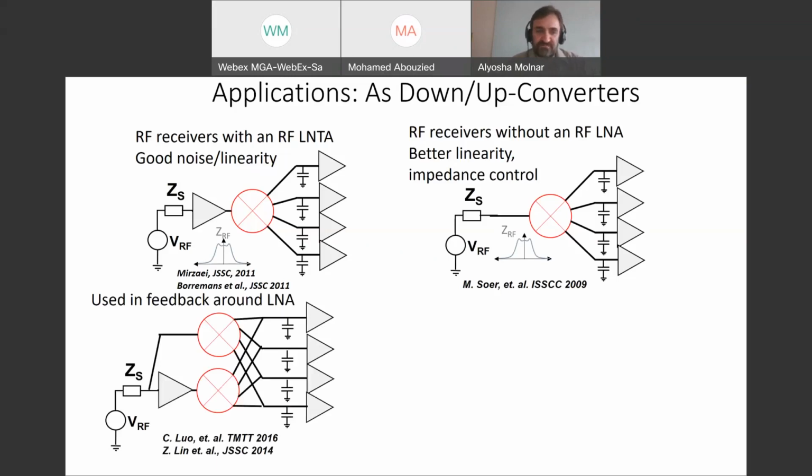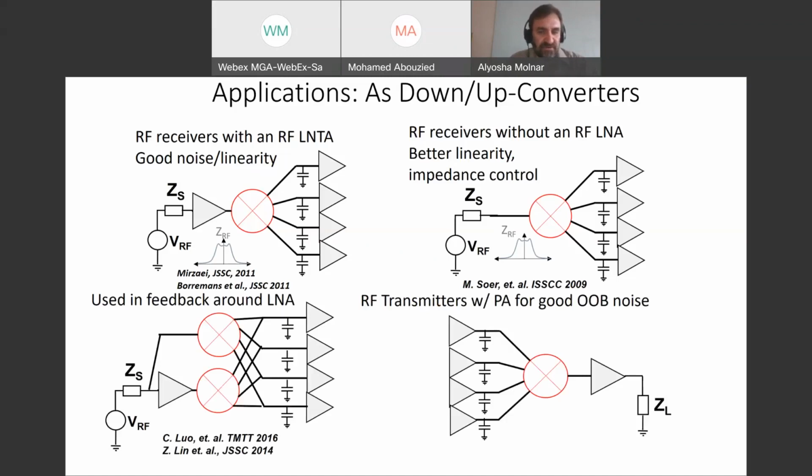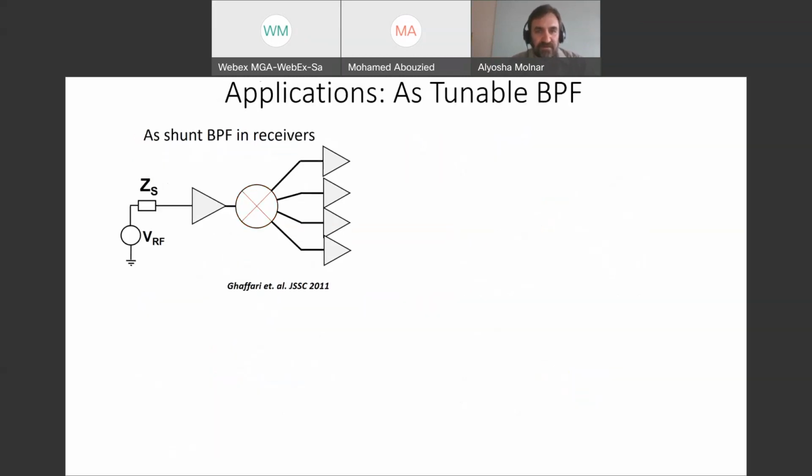We've also seen versions where there's actually feedback involved, and so you use the mixers around an amplifier, and this gives another degree of control with better noise. And of course, anywhere you use mixers for receivers, they can also be used for transmitters. And in this context, they're useful from the perspective of giving good out-of-band noise because of the low impedance presented. So that's basic up and down conversion. However, these same exact circuits can be used in other ways. One way they've been proposed to be used is essentially a shunt filter, where that bandpass impedance is just put in shunt with your receive path and gives you essentially a front-end roofing filter.